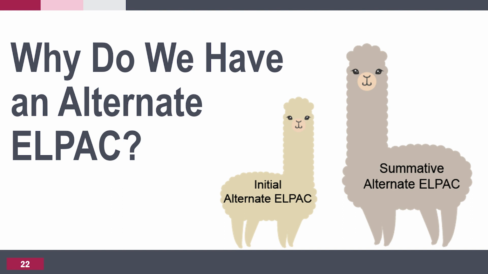But why do we have an alternate ELPAC? Over the last couple of years, both the California Department of Education and ETS have collaboratively worked to develop a statewide alternate ELPAC aligned with the 2012 California English Language Development Standards. There are 3 main benefits for the alternate ELPAC. First, it provides a consistent statewide measure of English language proficiency for students with the most significant cognitive disabilities. Second, the alternate ELPAC is aligned with the 2012 ELD standards via the ELD connectors. The ELD connectors are the ELD standards reduced in depth, breadth, and complexity that are appropriate for the student population.